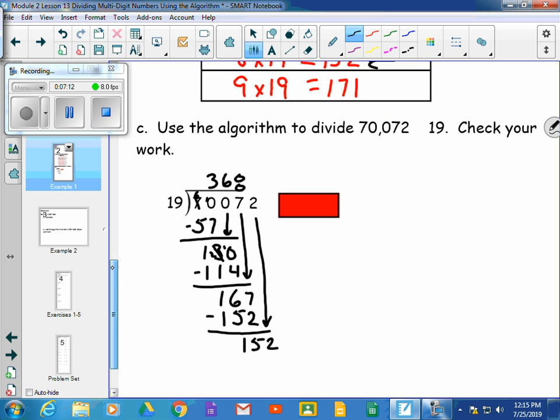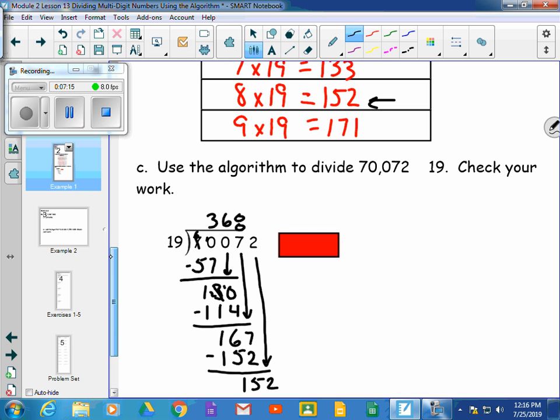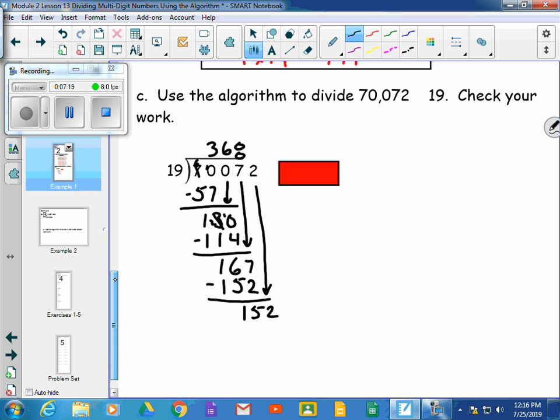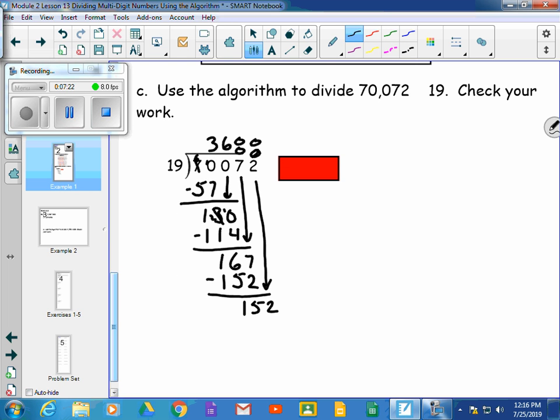Repeat the steps. I'm looking for a multiple as close to 152 without going over, and I see that it's 152. That means it goes in there 8 times. 8 times 19 is 152. Subtract and I get 0. Once I bring all my digits down and I end up with a remainder of 0, I have found my final solution, which is 3,688.